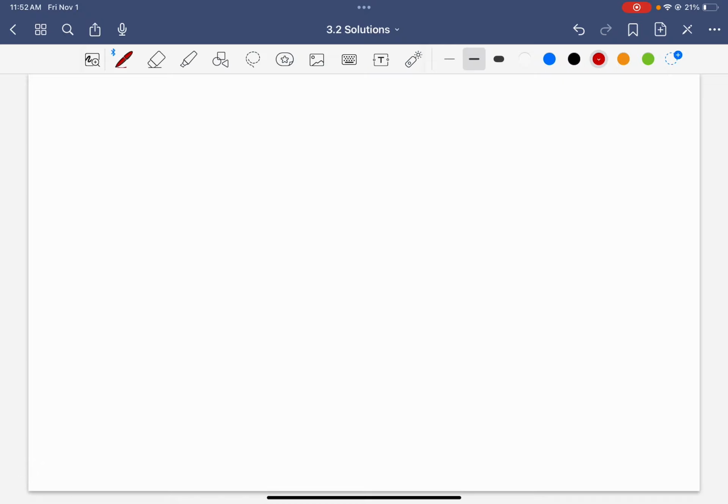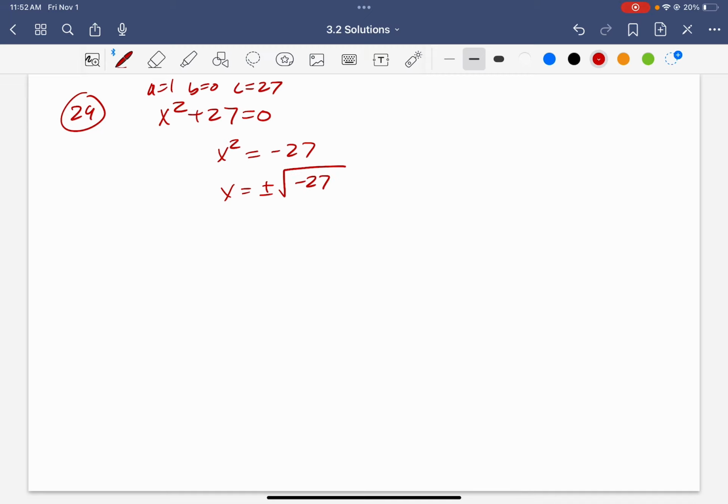29, it says solve. Yay. X squared plus 27 equals 0. Yes, you could use the quadratic formula with a equal to 1, b 0, and c 27. Or if you just subtract, you get this. You take the square root, you get plus or minus square root of negative 27. Don't forget your plus or minus. But you know that that is square root of negative 1 times square root of 27. So that's i times square root of 27.